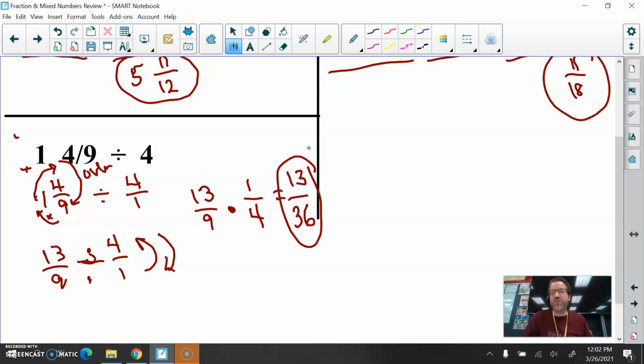All right, so today you will get an assignment where the problems are mixed together, some adding, subtracting, multiplying, dividing. So pay attention to the operation symbol and make sure you are following the right rules for that type of problem. And I will see you tomorrow.